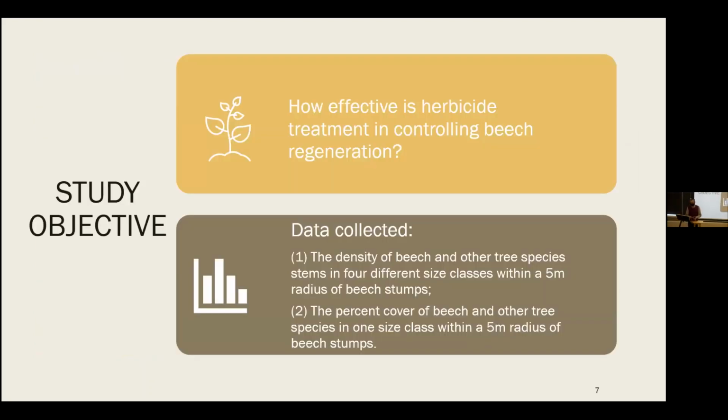The main objective of the study then was to determine the effectiveness of herbicide treatment in controlling beech regeneration. Specifically, the question surrounded the efficacy of treatment in the stand in which the beech regeneration predominantly came from seed source. So the data collected to help answer this question included density of beech and other tree species within a 5-meter radius of beech stumps. Additionally, percent cover of beech and other species in one size class was collected within the 5-meter radius as well.